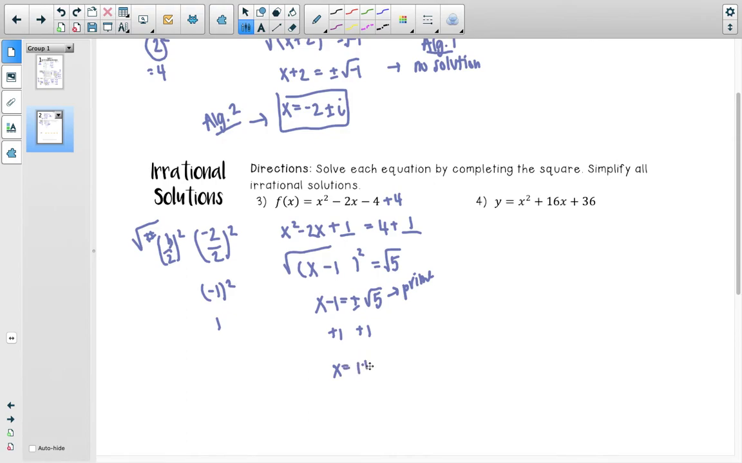This gives you 1 plus or minus the square root of 5, and luckily, we're lazy enough as mathematicians that will be your answer, so you don't have to go any further, okay?